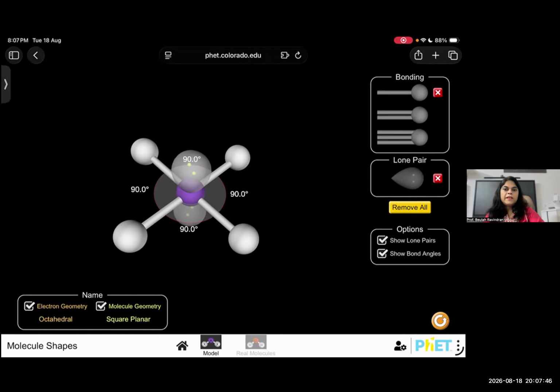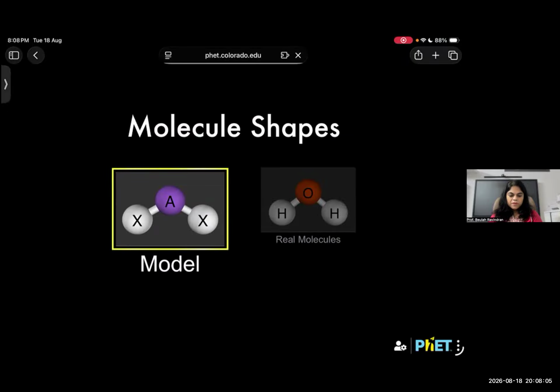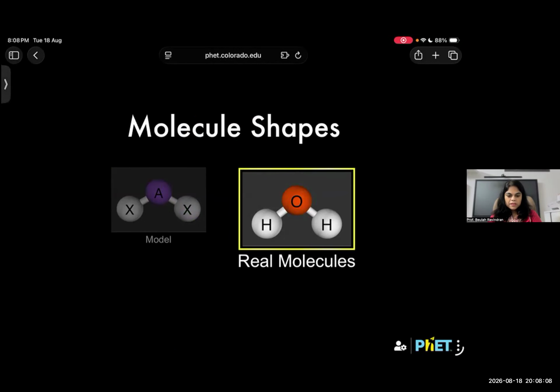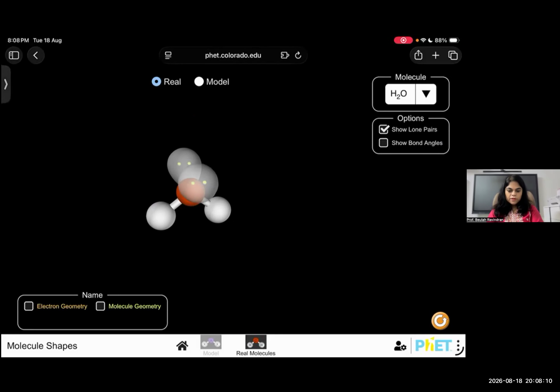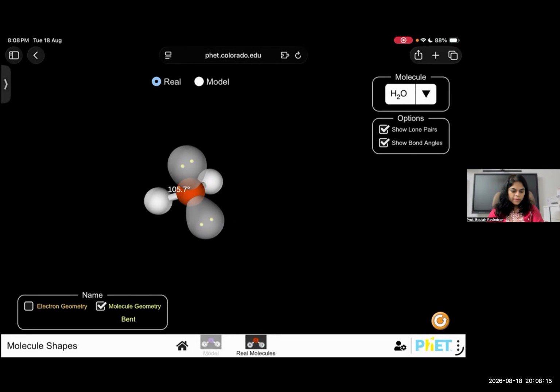So for example, the shapes of ammonia and water molecules we saw. I'll show you the shapes of water molecules. See, this is the shape of the water molecule. It shows the molecular geometry and electron geometry. So it is for the water molecule.